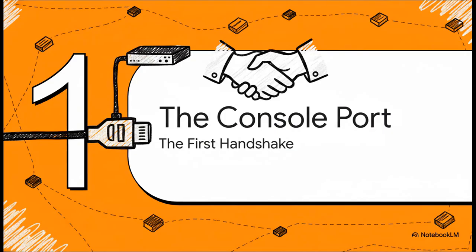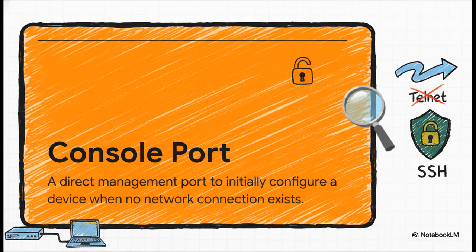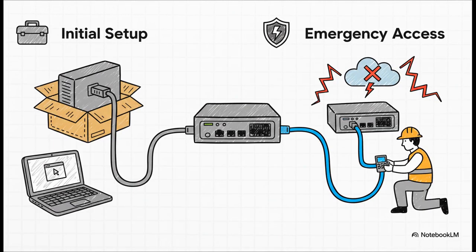Well, the answer to that puzzle is a special direct connection known as the console port. This is your very first point of contact. It's the initial handshake between you, the administrator, and the machine. Yeah, you can really think of the console port as a backstage pass. It's a direct lifeline to the device's brain. It's an actual physical plug that you connect to with a special cable. And what's cool about it is this direct link completely bypasses the network, giving you raw, unfiltered access right to the command line.